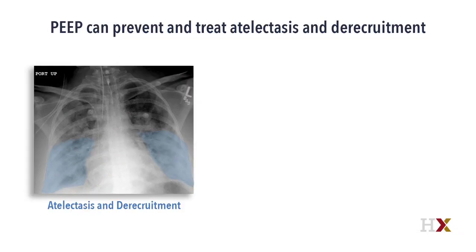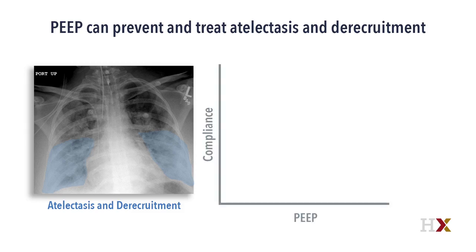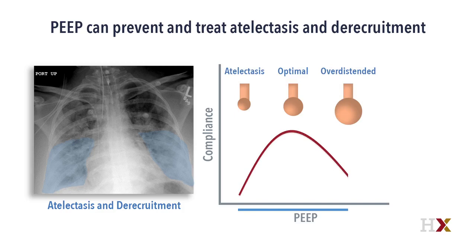The other thing that PEEP does is help prevent and treat atelectasis and derecruitment. So in a patient who has ARDS, there are going to be many areas of atelectasis, of derecruited lung, illustrated here by the blue shading on this chest X-ray. When patients have an increase in PEEP, they go from having atelectasis, hopefully to an optimal state, but we don't want to overdistend them. So the goal at the bedside is to find that optimal PEEP where the patients are sitting in the optimal space, but not atelectatic nor overdistended.